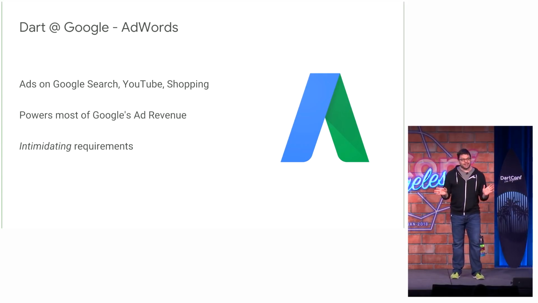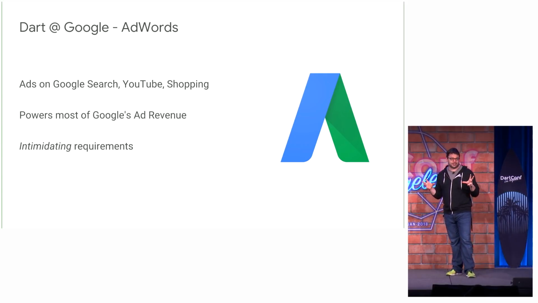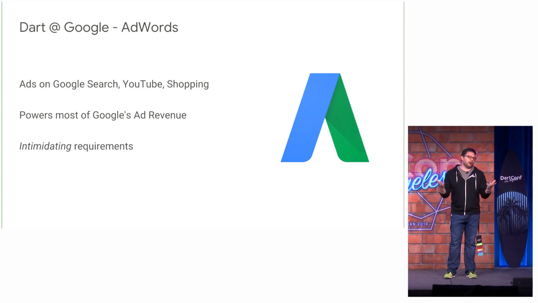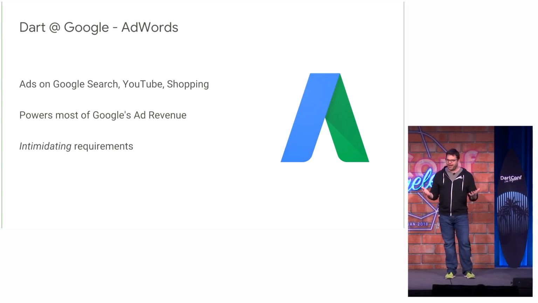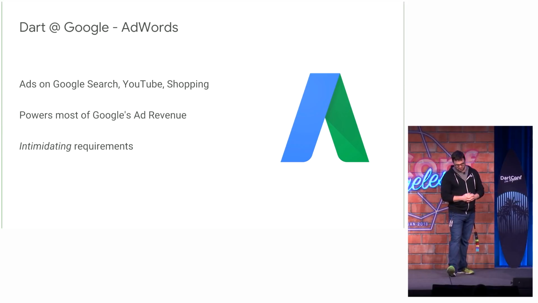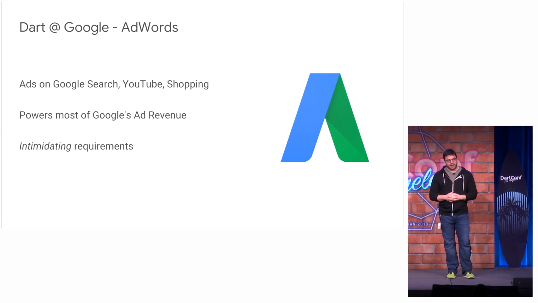But what I did ask is like, well, can I show a demo and talk about how much money it makes? And he's like, well, that's all public. It's like, oh, perfect. So all you have to do is go look at a quarterly statement from Google to see how much money we make on ad revenue. It's not a small part of the Google business. And it's all primarily driven by AdWords.